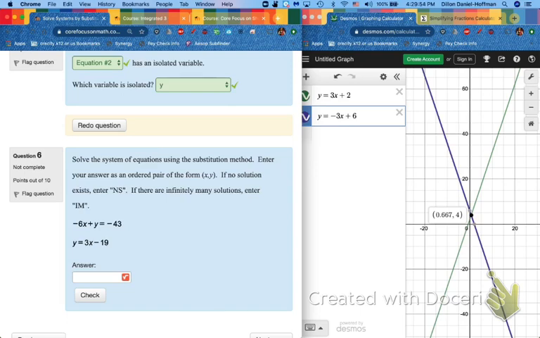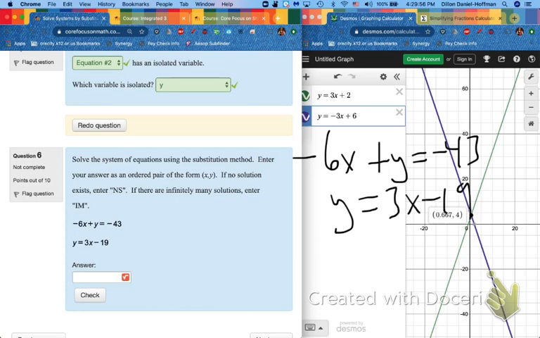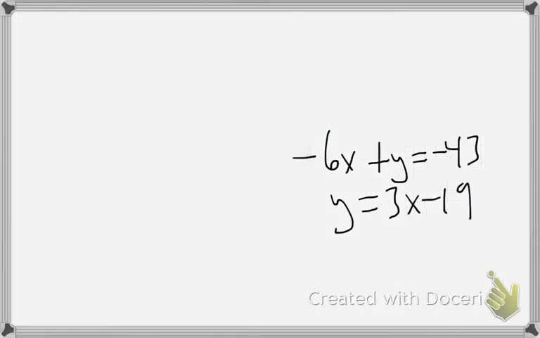Okay. So I'm going to write this one out. So negative 6x plus y is negative 43, and y is 3x minus 19. And then I'm going to give ourselves a blank canvas here.